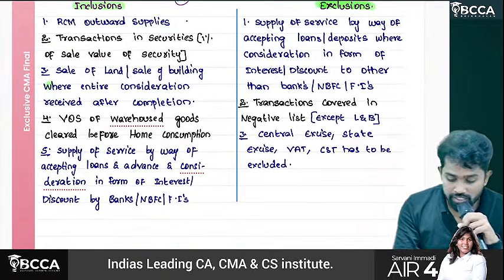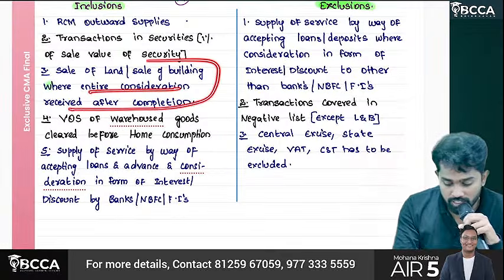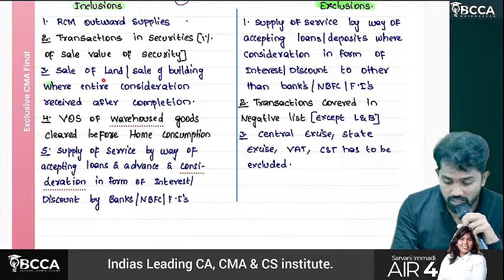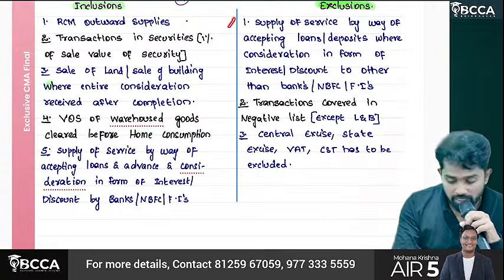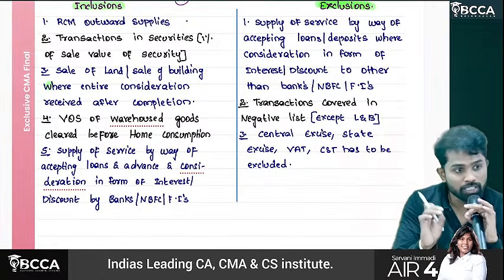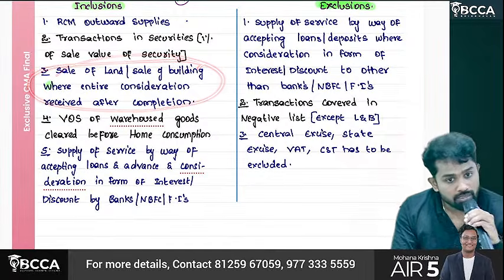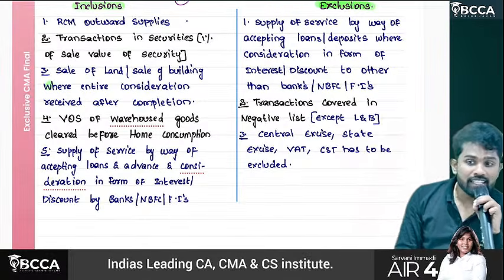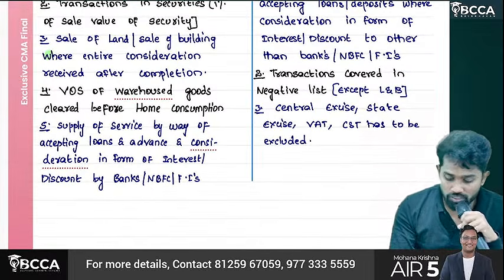Then, sale of land or sale of building where entire consideration is received after completion. Actually, this is covered in the negative list. But here this section asks that for the purpose of exempt supply with respect to ITC availment, this also has to be considered as exempted supply only. Sale of land and sale of building where the entire consideration is received after completion. Then the fourth one is not relevant.